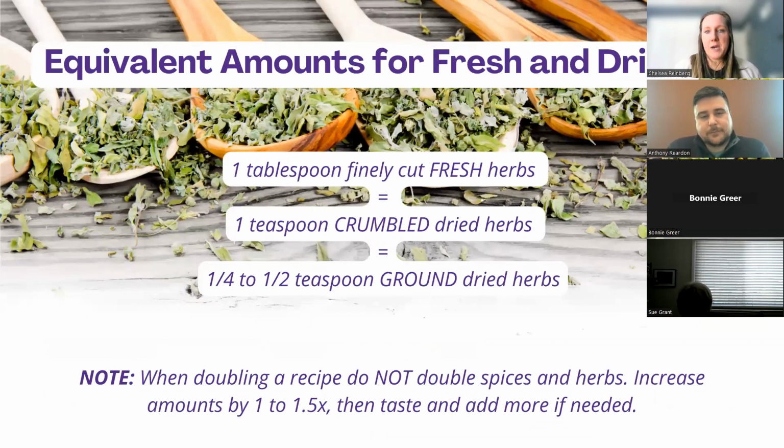Another common question people have is the equivalence for fresh and dried. At the peak of the season, when you have a lot of fresh herbs, you may be using those, but as you go late into the season in these winter months, you may be having more dried herbs. So here are some general recommendations. 1 tablespoon of finely cut herbs is equal to about 1 teaspoon of crumbled dry herbs, which equals about 1/4 to 1/2 teaspoon of ground dried herbs.